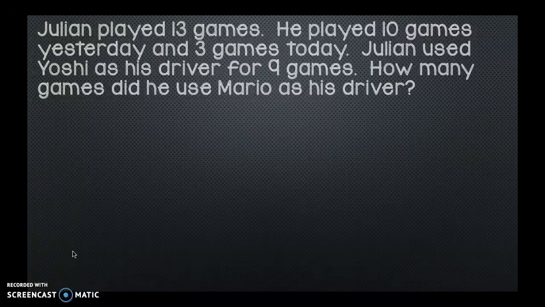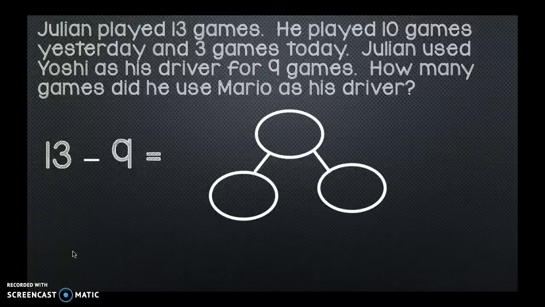All right, I think if I was going to make a number bond first, we actually know all of the pieces to our number bond. It tells us how many games he played altogether and the 2 parts. Since I know all of the parts, it would be 13 minus the 9, because he used 9 as Yoshi was his driver, and we need to know how many of those 13 he uses Mario for his driver. Okay, now I'm going to fill in my number bond. Okay, so here's my number bond.